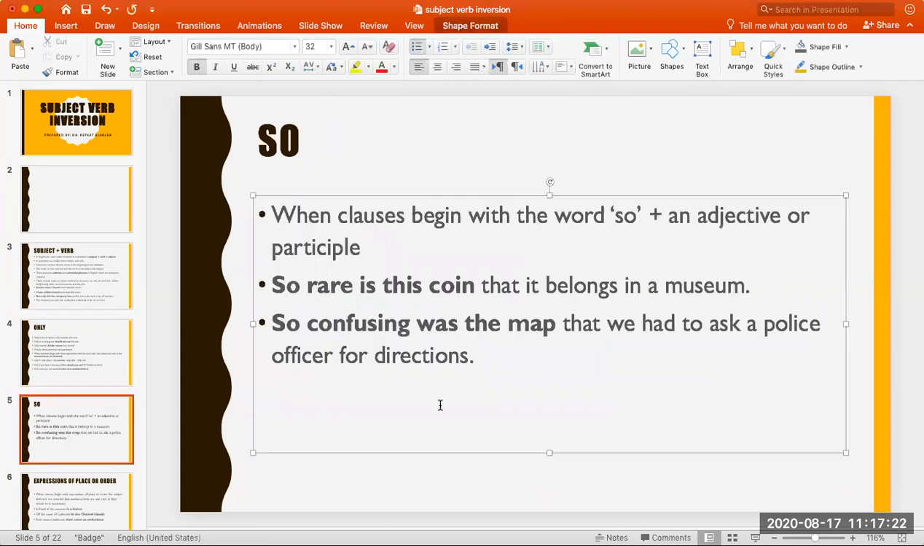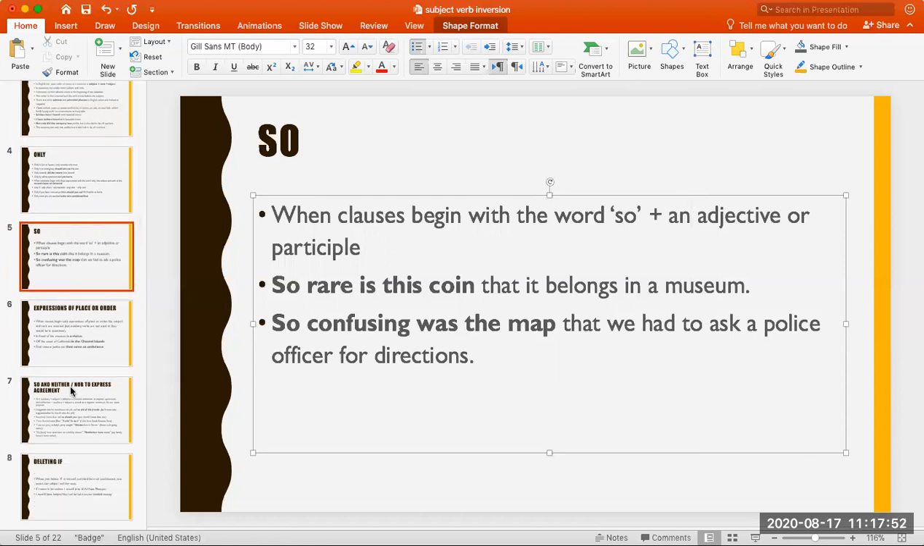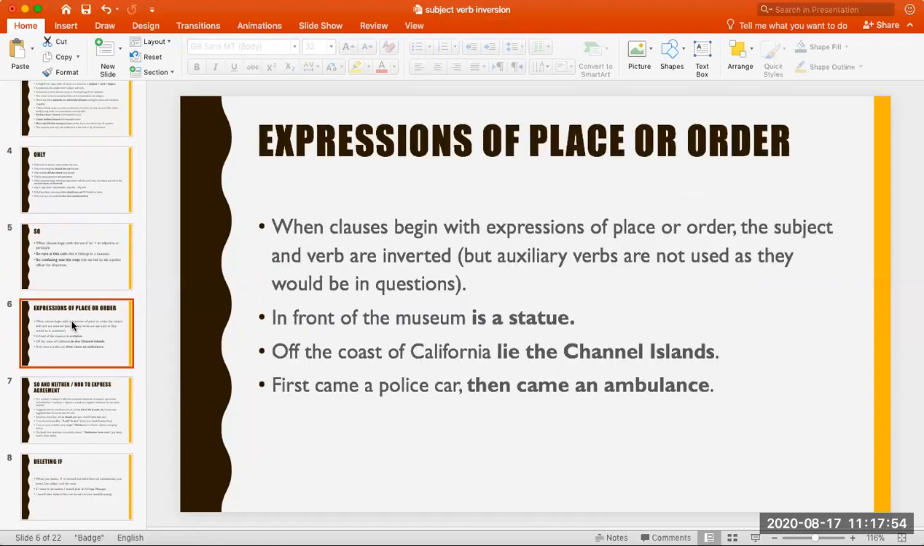With so, we have two expressions here. So plus adjective or so plus participle. So rare is this coin that it belongs in a museum. So confusing was the map that we had to ask a police officer for directions. So confused was the student that he didn't answer the question. So embarrassed was the baby that she cried.